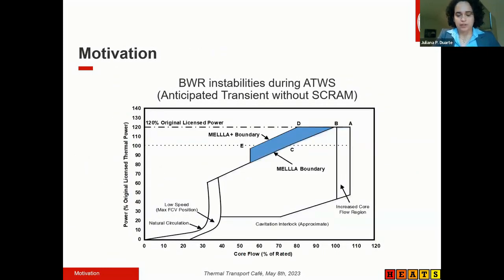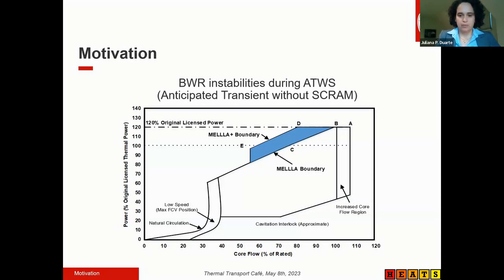The motivation of this work. So this data was collected back in 2016 and 17. And the main motivation that NRC commissioned this data back then was boiling water reactor instability during anticipated transients without scram, or ATWS. Specifically for reactors that were applying for MELLLA plus boundary condition.